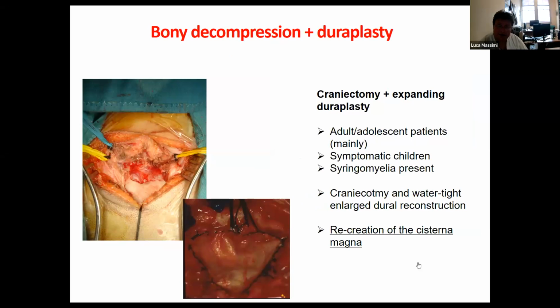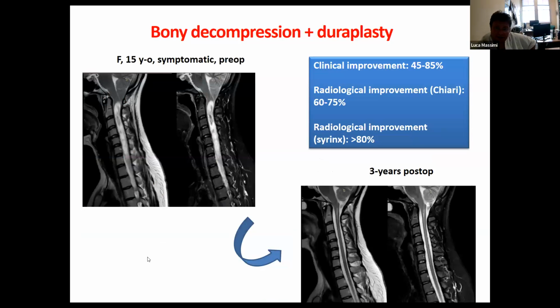Otherwise, in case of syringomyelia, the best operation is for sure to perform a bony decompression and a dural decompression. This is mainly speaking about Chiari in adult or adolescent patients or children with syringomyelia. Of course, the main advantage of this operation is to recreate the cisterna magna, and the main disadvantage, as we can guess, is the possibility of an increased risk of CSF leakage.